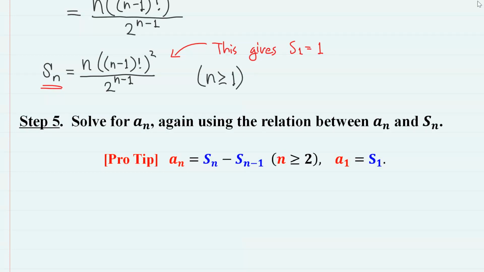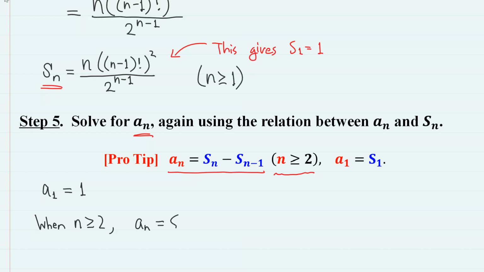Now we can finally solve for an, again using the relation between an nth term and a partial sum. But we have to be careful here, since this relation only holds for n greater than or equal to 2, which means that a1 should be defined separately. So a1 equals 1, as given in the problem. And when n is greater than or equal to 2, an equals Sn minus Sn minus 1.